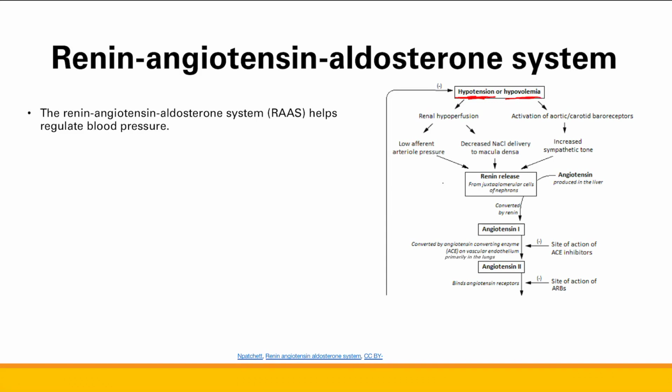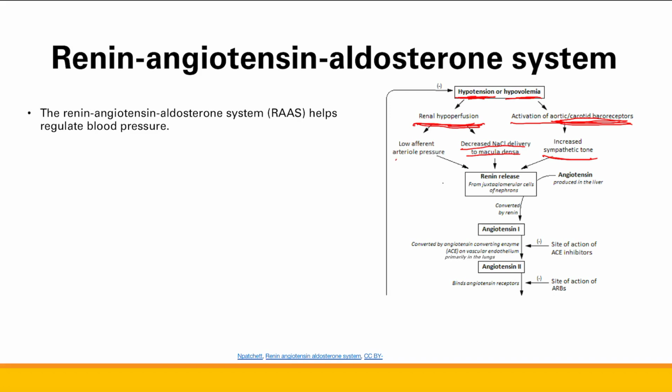And this is going to be sensed in two parts of the body. It's going to be sensed by the kidneys. It's going to be sensed by the aortic and carotid baroreceptors, which we talked about in the neural section. These baroreceptors are going to sense that decreased vessel distension, and then they're going to respond by increasing sympathetic tone. And then the way the renal hypoperfusion works is there's going to be two methods for sensing this. There's going to be decreased pressure in the afferent arterioles, and then also if there's decreased perfusion, there's going to be decreased sodium chloride delivery to the macula densa. That's part of the kidney. It's in the distal ascending limb of the loop of Henle.